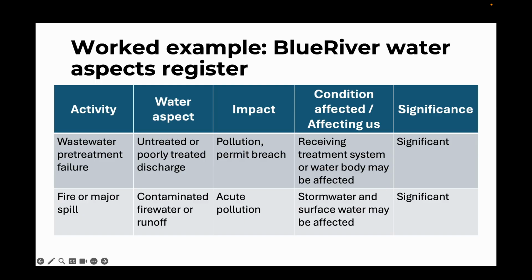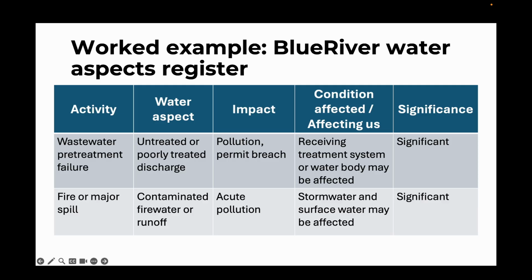And we have two more examples. So wastewater pretreatment failure: the water aspect is untreated or poorly treated discharge, impact pollution or permit breach. So the receiving treatment system or water body may be affected and significant. So this is a typical abnormal situation, and a case for a risk, so a fire or major spill. Water aspect is contaminated firewater or runoff. Impact: acute pollution, and stormwater and surface water may be affected, and significant, if that occurs.